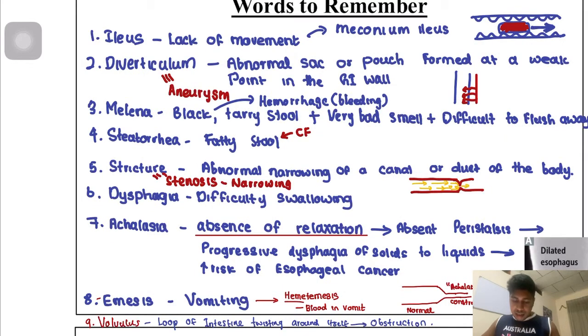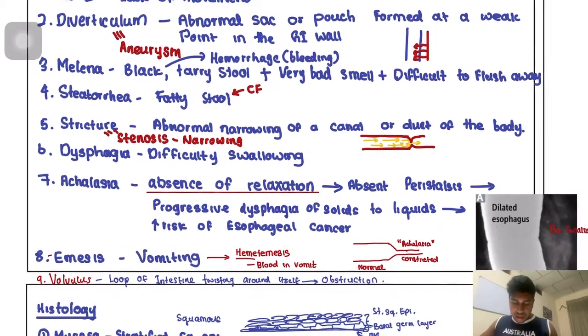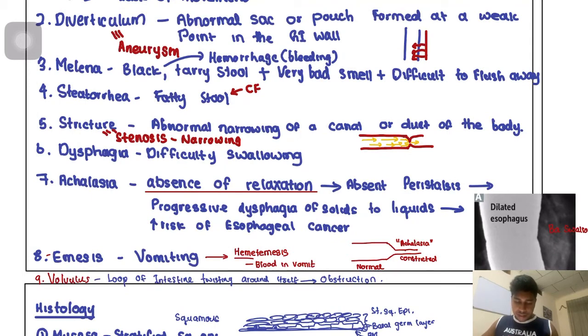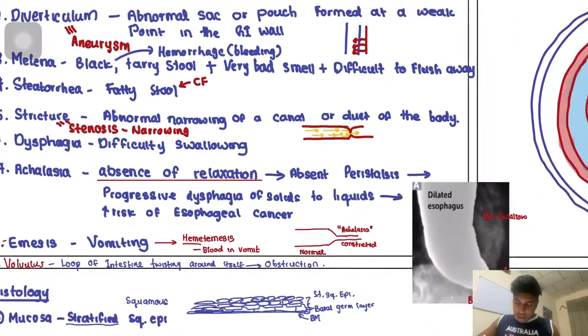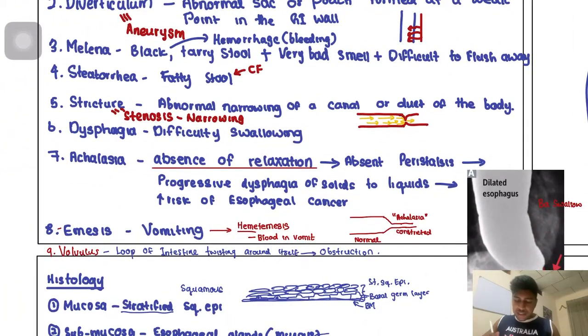Next, another clinical word, steatorrhea. Okay, we learned this in cystic fibrosis, but basically it's fatty stool. So in cystic fibrosis, fat is not digested properly. So you get fatty stool or steatorrhea. Next, a stricture. This is a basic English word, but it basically means stenosis, narrowing. Next, dysphagia, difficulty swallowing.